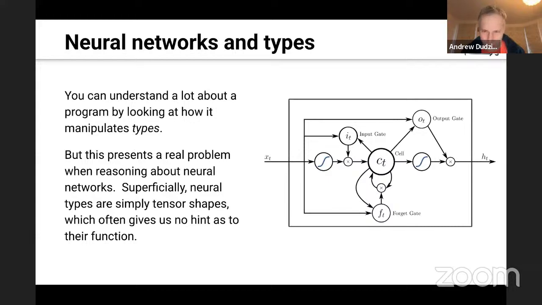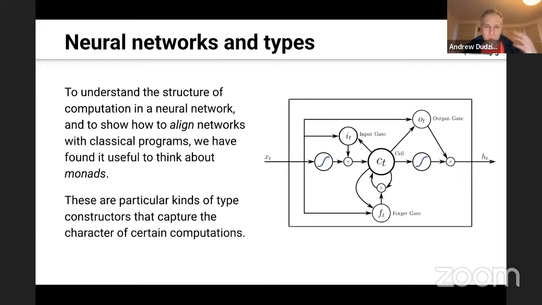And so you might see a diagram like this. This is supposed to be a diagram for an LSTM. And how are you supposed to interpret what's really happening here structurally speaking that makes it non-trivial? To start to reason about this thing, we've found it useful to bring in the idea of monads. And these are particular kinds of type constructors, and we'll get into some examples. I guarantee you there's at least one or two monads that you're already very comfortable with.